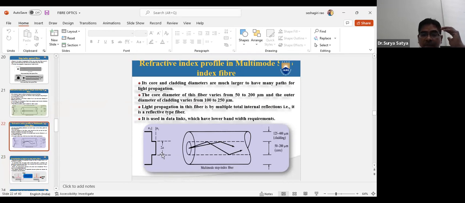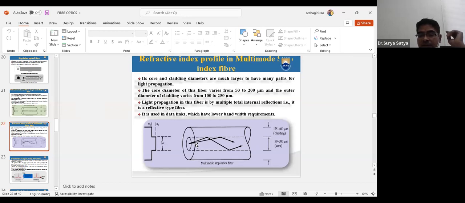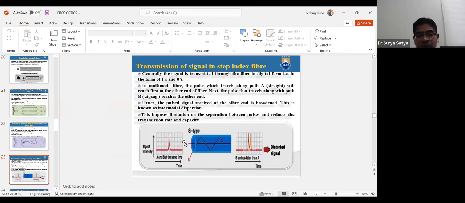So this is the diameter, 2a, and here we have n2 and n1. The cladding has a diameter of around 125 to 400 micrometers, and the core has 50 to 200 micrometers. So this is what a multimode step index fiber is. Let's see how the signal is transmitted in a step index fiber.